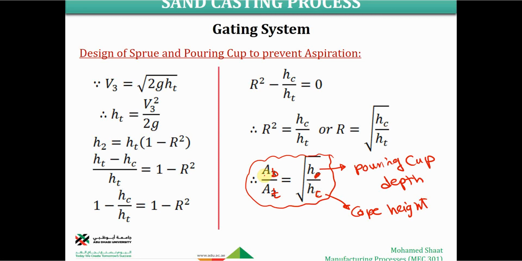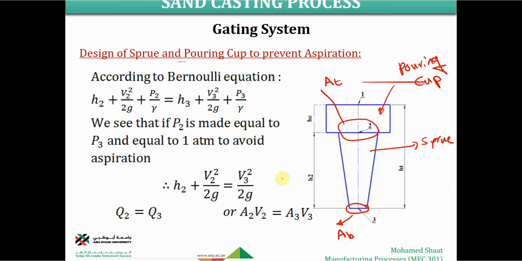So we use this one for the down sprue calculation, especially for the area of the top to the area at the bottom of the down sprue. It was the square root of h over hc. And we said that even in the case that the pouring cup depth is not given, we're going to use this value as 50 millimeters. So we would like to demonstrate and prove this relation here.